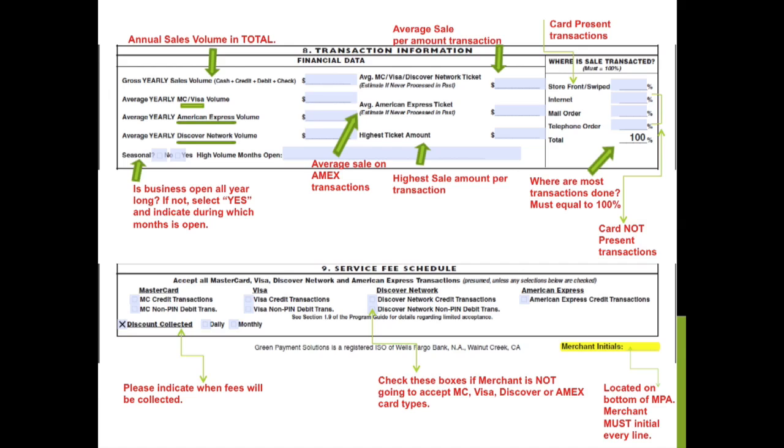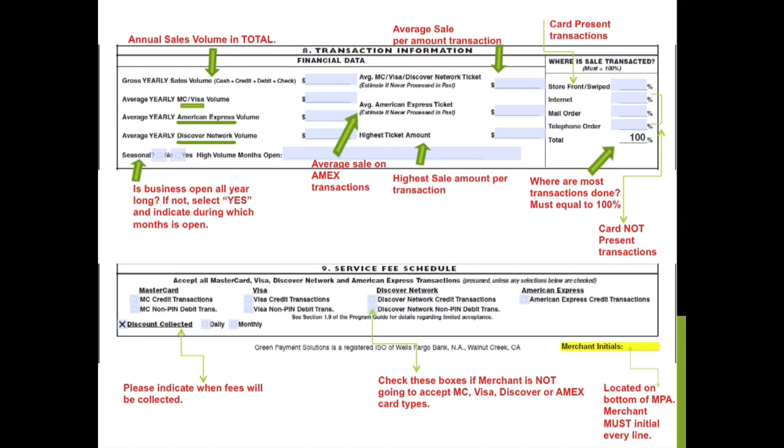Underneath, we would like to have the average ticket amount for American Express, and we would also like to have the very highest ticket amount of all the sales, including MasterCard, Visa, Discover, and Amex. On the bottom, we have seasonal. In other words, does this business open year-round, or are there any months that this business does not do any business? For instance, a tax or income tax analyst or services. If so, please select yes, but if the business does run year-round, then please select no.